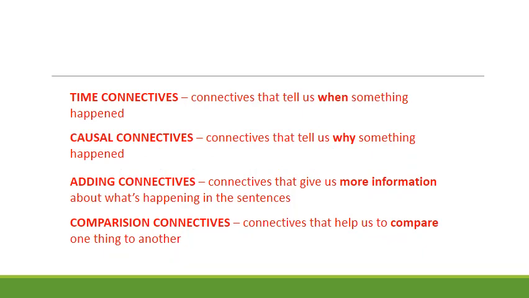Okay, now there are different kinds of connectives, there are different types of connectives. The first are time connectives, connectives that tell us when something happened. Causal connectives, connectives that tell us why something happened. Adding connectives, connectives that give us more information about what's happening in the sentences. Comparison connectives, connectives that help us to compare one thing to another.